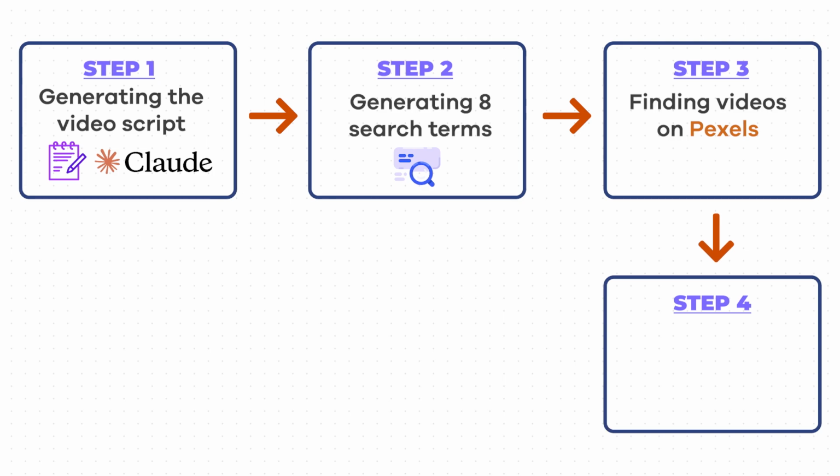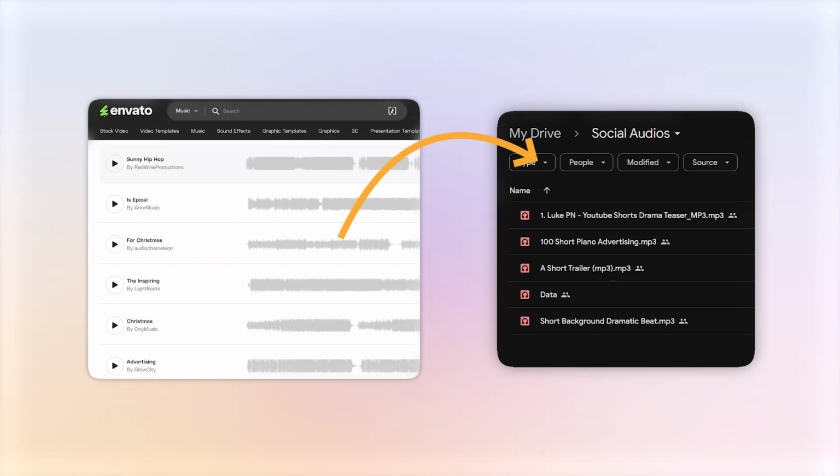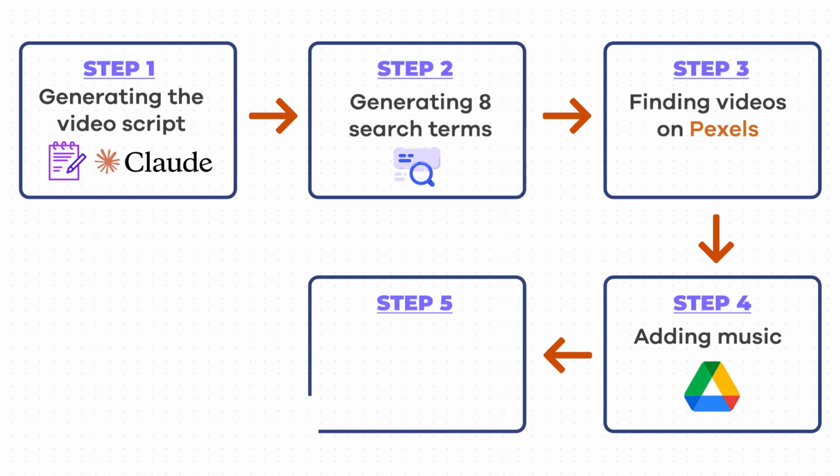Now that we have the videos, we need to find the music. I didn't find a good API to search for music, so instead what I did was I downloaded some songs off of Envato Elements and I uploaded those to a Google Drive folder. Then I created a node that would randomly select a song from that folder to use in the video. All that's left is to generate the voice. I used ElevenLabs to do this. They have a really nice API. It only costs $5 a month, and the voice quality is really good.